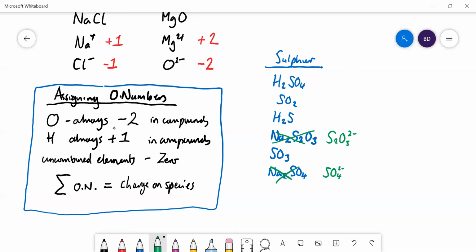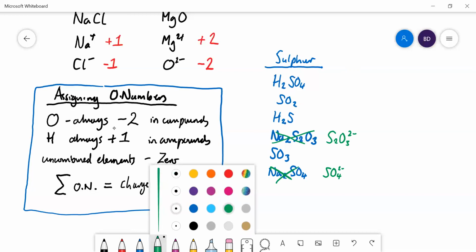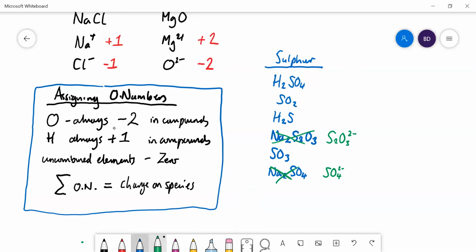Right. So, let's have sulfur the element S. So we know the oxidation number of that one is going to be 0, isn't it? That's got to be 0 because it's an uncombined element. Right, let's do it for SO2.